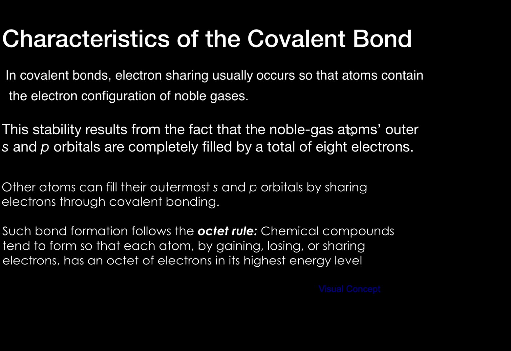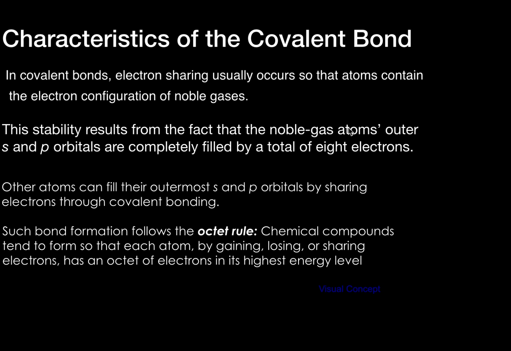Characteristics of the covalent bond. So in covalent bonds, electron sharing usually occurs so that the atoms contain the electron configuration of noble gases. This stability results from the fact that the noble gas atoms' outer s and p orbitals are completely filled by a total of 8 electrons. So each atom wants to have 8 electrons. Other atoms can fill their outermost s and p orbitals by sharing electrons through covalent bonding.